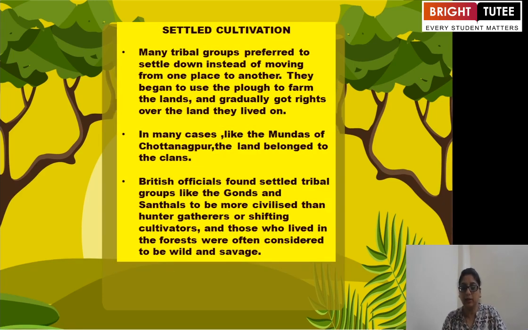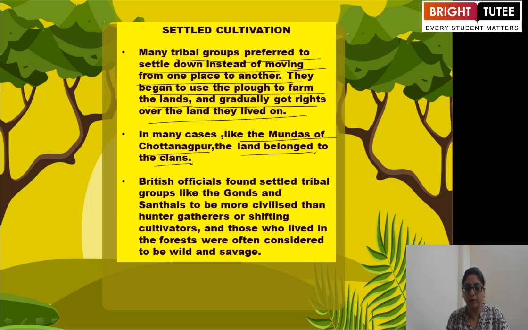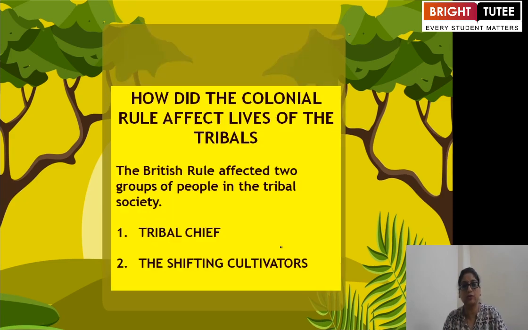Now, settled cultivation. Many tribal groups preferred to settle down instead of moving from one place to another. They began to use the plough to farm the lands and gradually got rights over the lands they lived on. In many cases, like the Mundas of Chotanagpur, the land belonged to the clans, and British officials found settled tribal groups like the Gonds and Santals to be more civilized. Hunter gatherers or shifting cultivators and those who lived in the forest were often considered to be wild and savage.